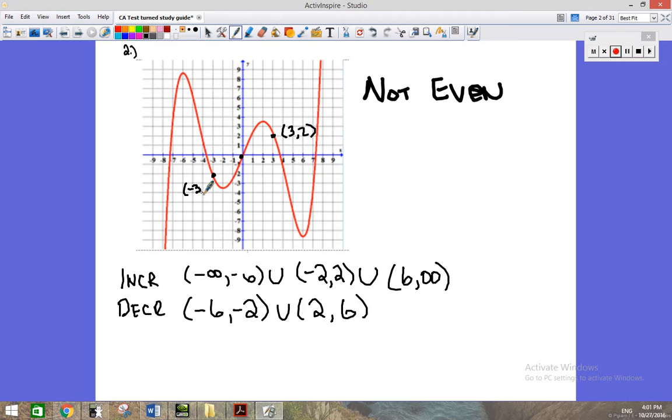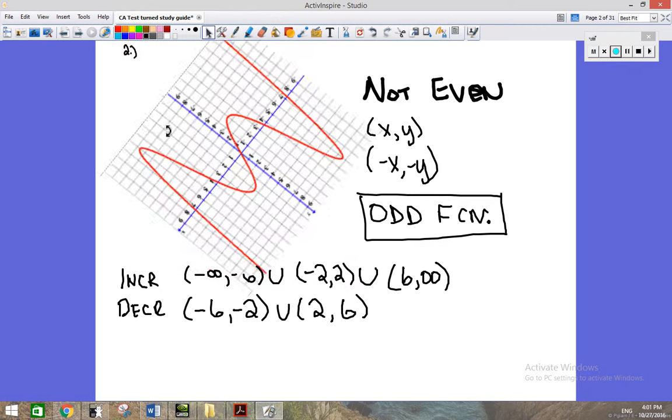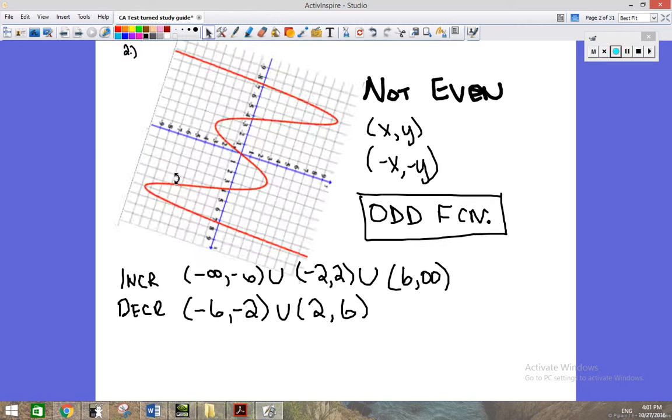And it's not only true for that point, but it's true for every point. Any (x, y) that's on this graph, the opposite of x and the opposite of y are also on the graph. This is an odd function. It has symmetry with respect to the origin. Like I say, if you put your pencil on the origin and then rotate it 180 degrees, you get the same graph.